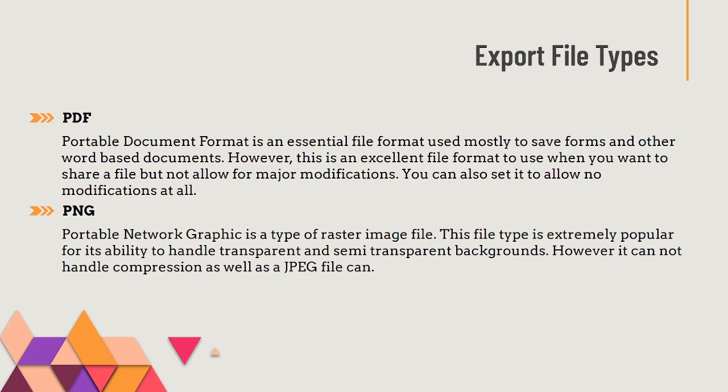A PNG is a portable network graphic and is a type of raster image file. This file type is extremely popular for its ability to handle transparent and semi-transparent backgrounds. However, it cannot handle compression as well as a JPEG. So PNGs are the files where the background is missing, or it has a transparent background so you can see through it, or maybe a semi-transparent background so you can sort of see through it. These are really great to keep size down.